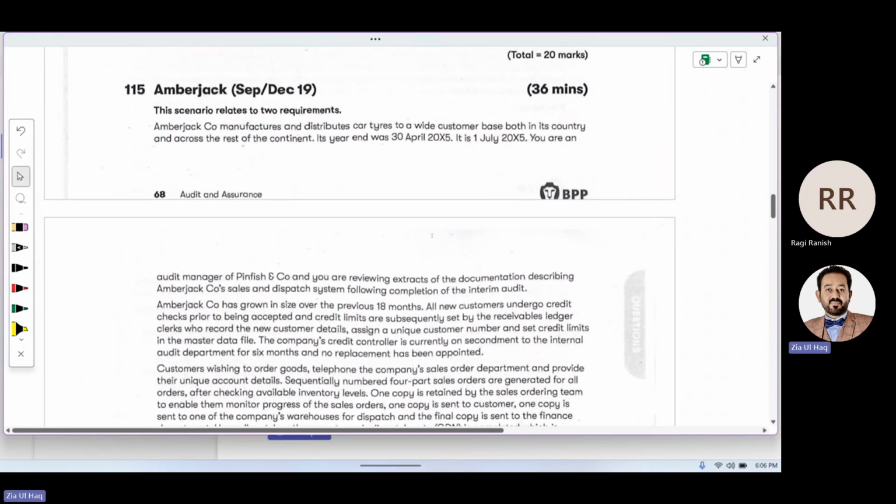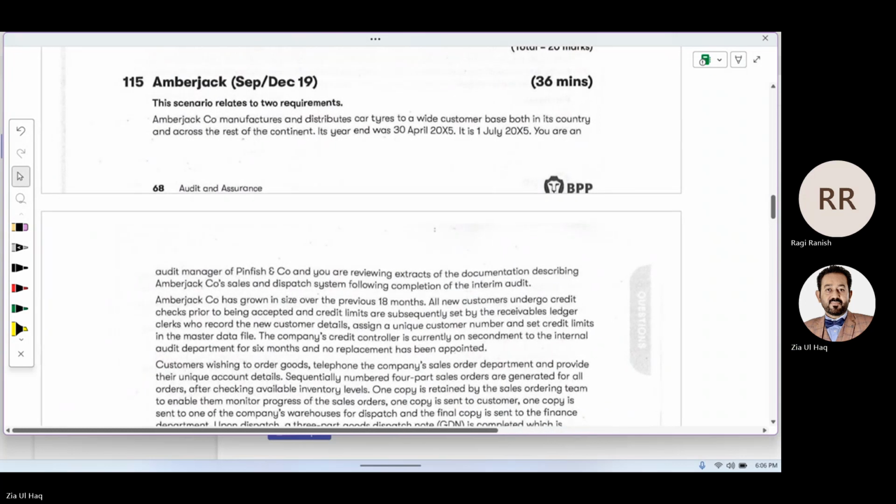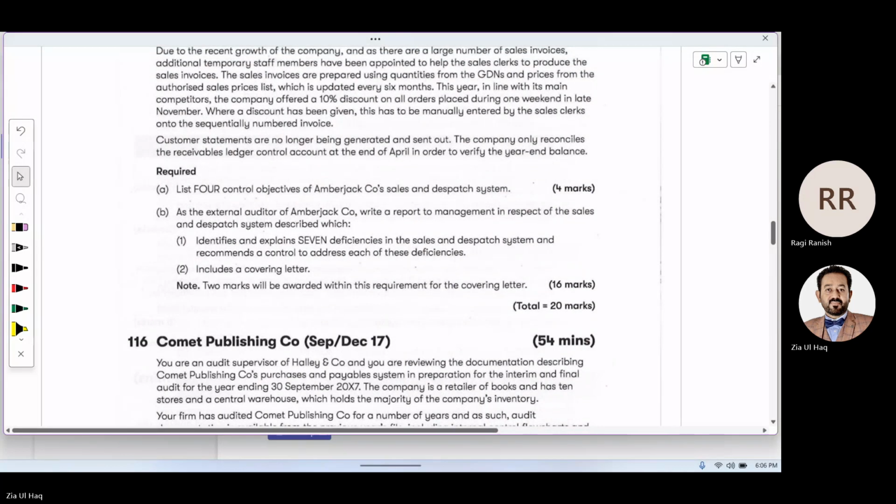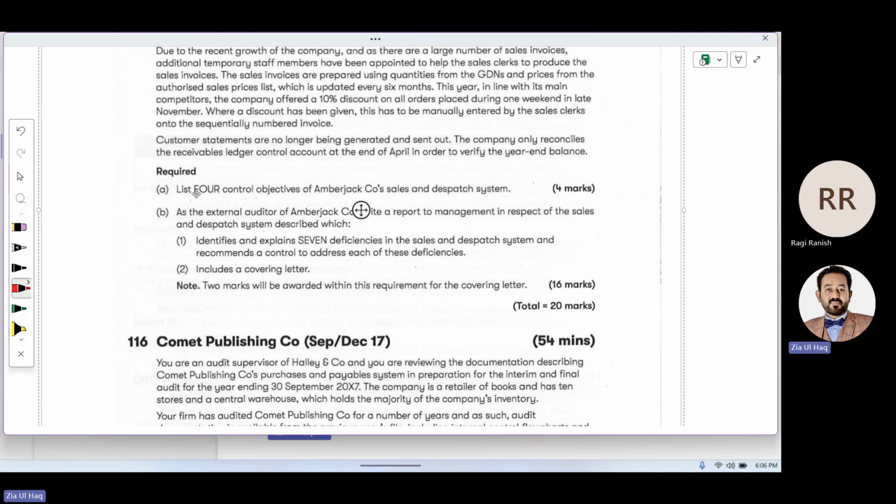Question number 115. There are two requirements of the question, requirement A for 4 marks and requirement B for 16 marks, altogether a 20 marks question. List 4 control objectives of Amberjack Company's sale and dispatch system.